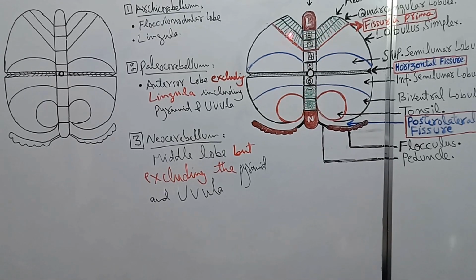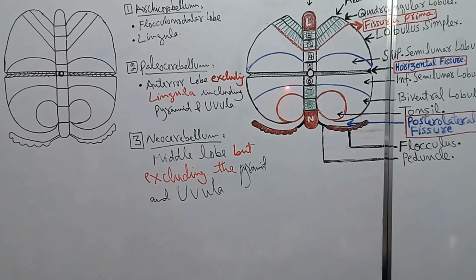So what are the different parts of the paleocerebellum? That is the central lobule and culmen of the vermis on the superior surface, and parallel to it, ala and the quadrangular lobule, plus the uvula and the pyramid of the vermis on the inferior surface. These are parts of the paleocerebellum.